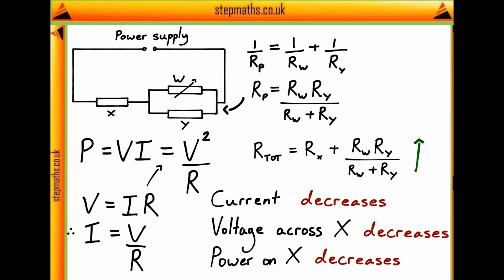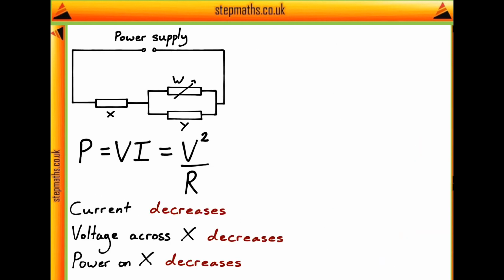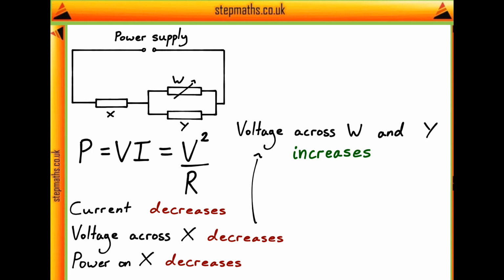Now that we know this about X, we can go ahead to consider resistor Y. One of the things which we just found out is that the voltage across X is decreasing. Now, we also know that the voltage of the power supply has to be shared between resistor X and this parallel section here. So, if the voltage across X is decreasing, then to keep the total voltage the same, the voltage across this parallel section must be increasing. We also know that the voltage across W is exactly the same as the voltage across Y. So, therefore, the voltage across each of them has to be increasing.